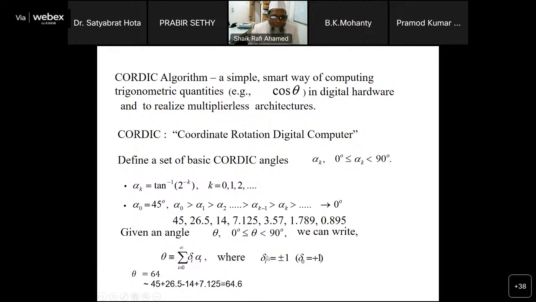Alpha 0 is always positive. Delta 0 is 1, so alpha 0 is 45. The next angle we have to add or subtract. The next angle is 26.5. For the next angle, you have to add or subtract.